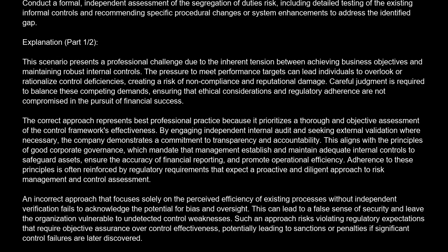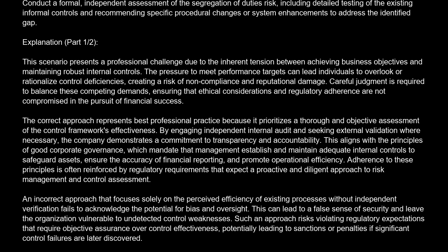The correct answer is C. Conduct a formal, independent assessment of the segregation of duties risk, including detailed testing of the existing informal controls and recommending specific procedural changes or system enhancements to address the identified gap.